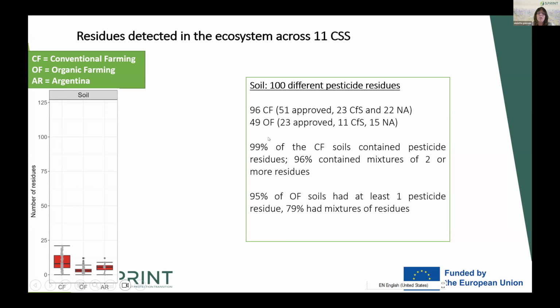So we found in total 96 pesticide residues in conventional farms, 49 in organic farms. We took 10 samples per case study site. 99% of the conventional farms contained pesticide residues, 96% mixtures, and 95% of organic farms had at least one pesticide residue, 79% mixtures. How is it possible?